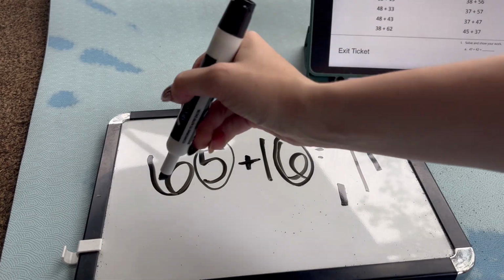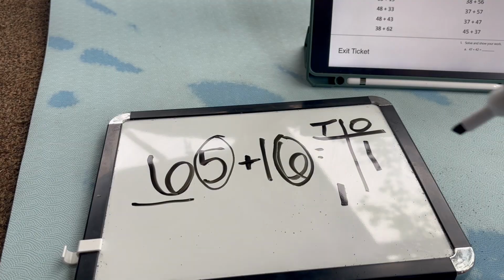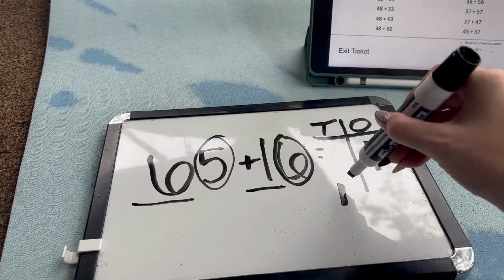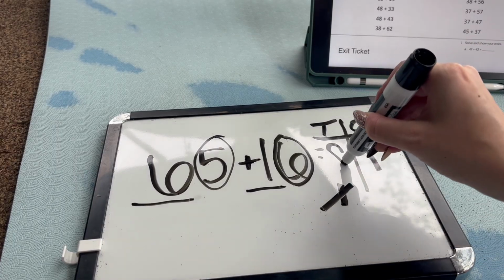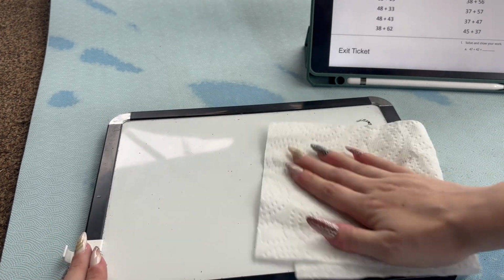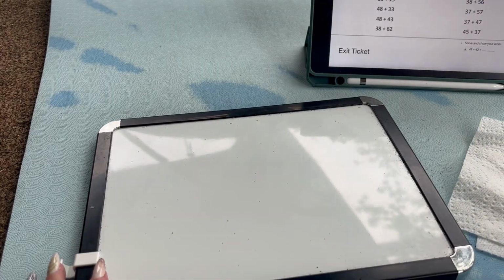Let's add the rest of our tens. 6 plus 1 is 7. And now I need to add this one. 7 plus 1 is 8. 81.